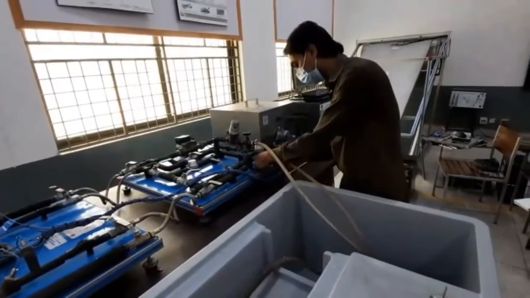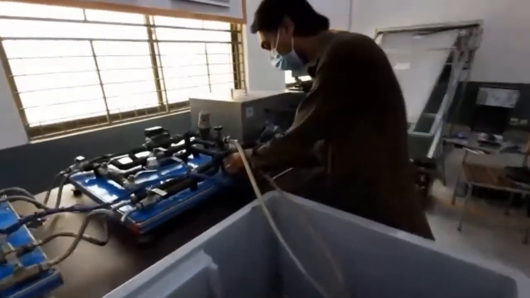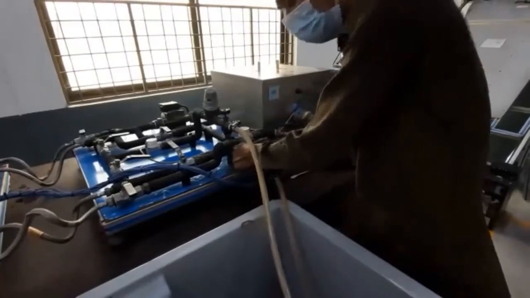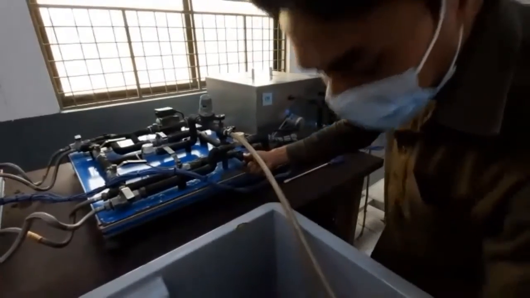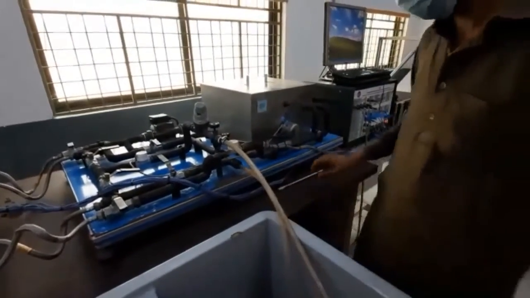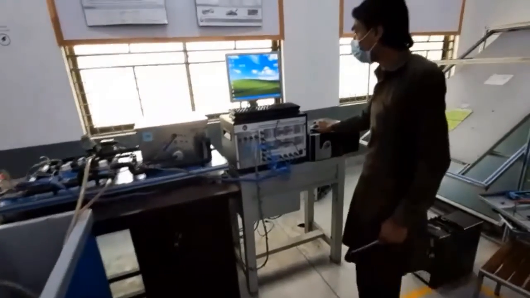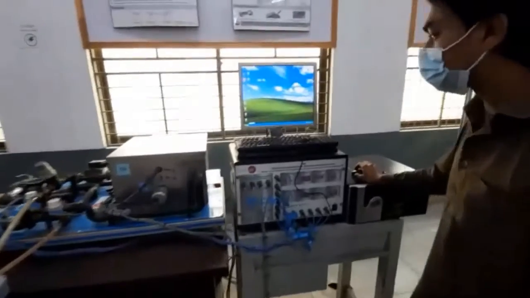So this is the water. One pipe is for water inlet and the second pipe is for water outlet. So this cold water can flow in both directions. We will use two techniques here. One is for parallel flow and the second one is for anti-parallel flow.